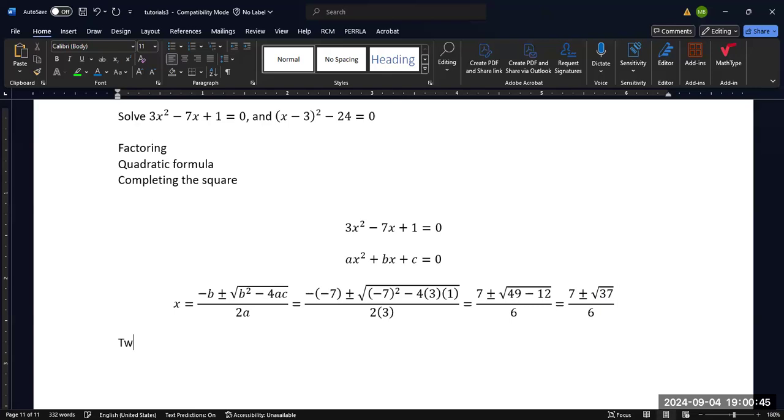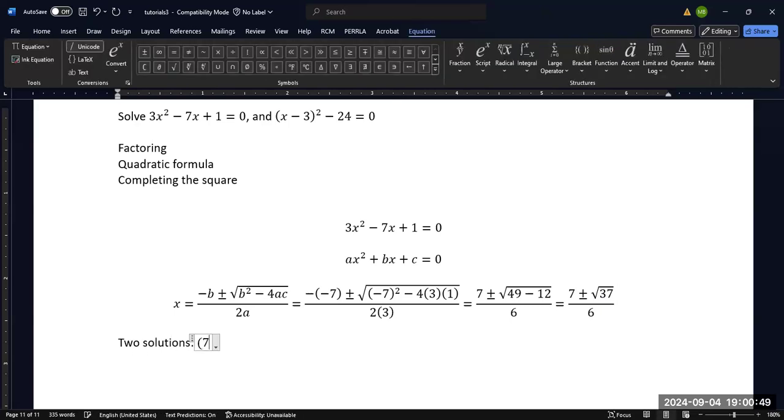This is going to give me 2 solutions. One is going to be 7 plus the square root of 37, all divided by 6. And the other solution will be the same thing, but with a minus sign. Now, these are both real numbers. The square root of 37 is a perfectly valid number.